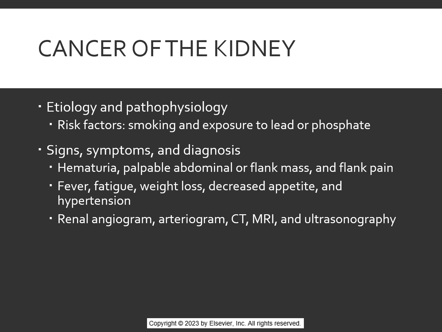More than 25% of patients are asymptomatic, and their cancer was found when imaging studies were done for some other reason. The classic symptoms of hematuria, palpable abdominal or flank mass, and flank pain are frequently not present. Other symptoms that could occur are fever, fatigue, weight loss, decreased appetite, and hypertension. CT and MRI are the imaging studies most commonly used to identify RCC.